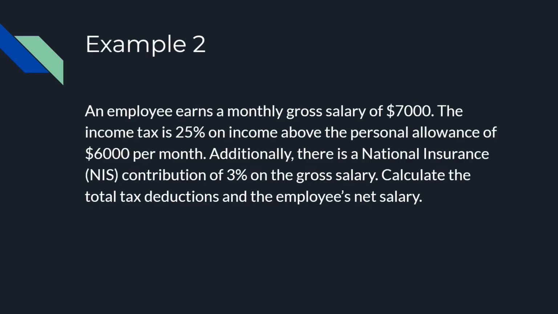Let's try another example. An employee earns a monthly gross salary of $7,000. The income tax is 25% on income above the personal allowance of $6,000 per month. Additionally, there is a national insurance contribution of 3% on the gross salary. Let's calculate the total tax deductions and the employee's net salary.